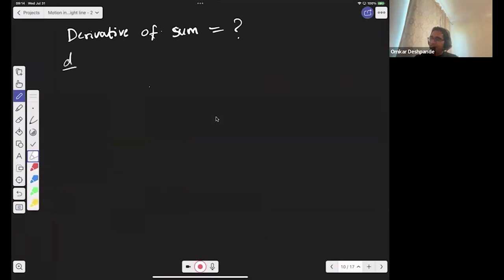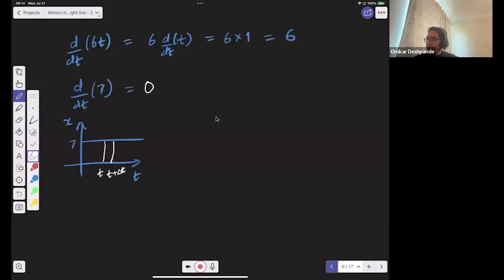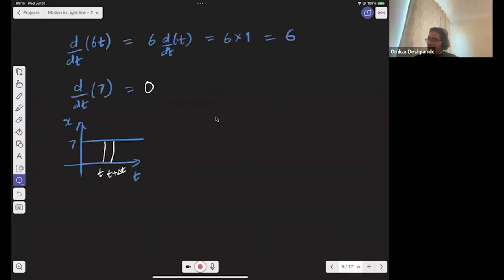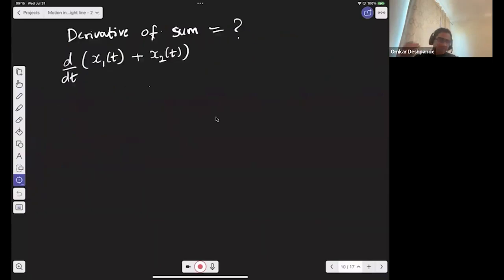Okay, so for example, suppose I want to take the derivative of the first function x1 of t plus some other function x2 of t. Okay, x1 and x2 are just names of two different functions. For example, x1 could be 3t square, x2 could be 6t plus 7, or x1 could be something else. Normally in ninth and 10th grade, you would call these f and g, right? f of x, g of x.